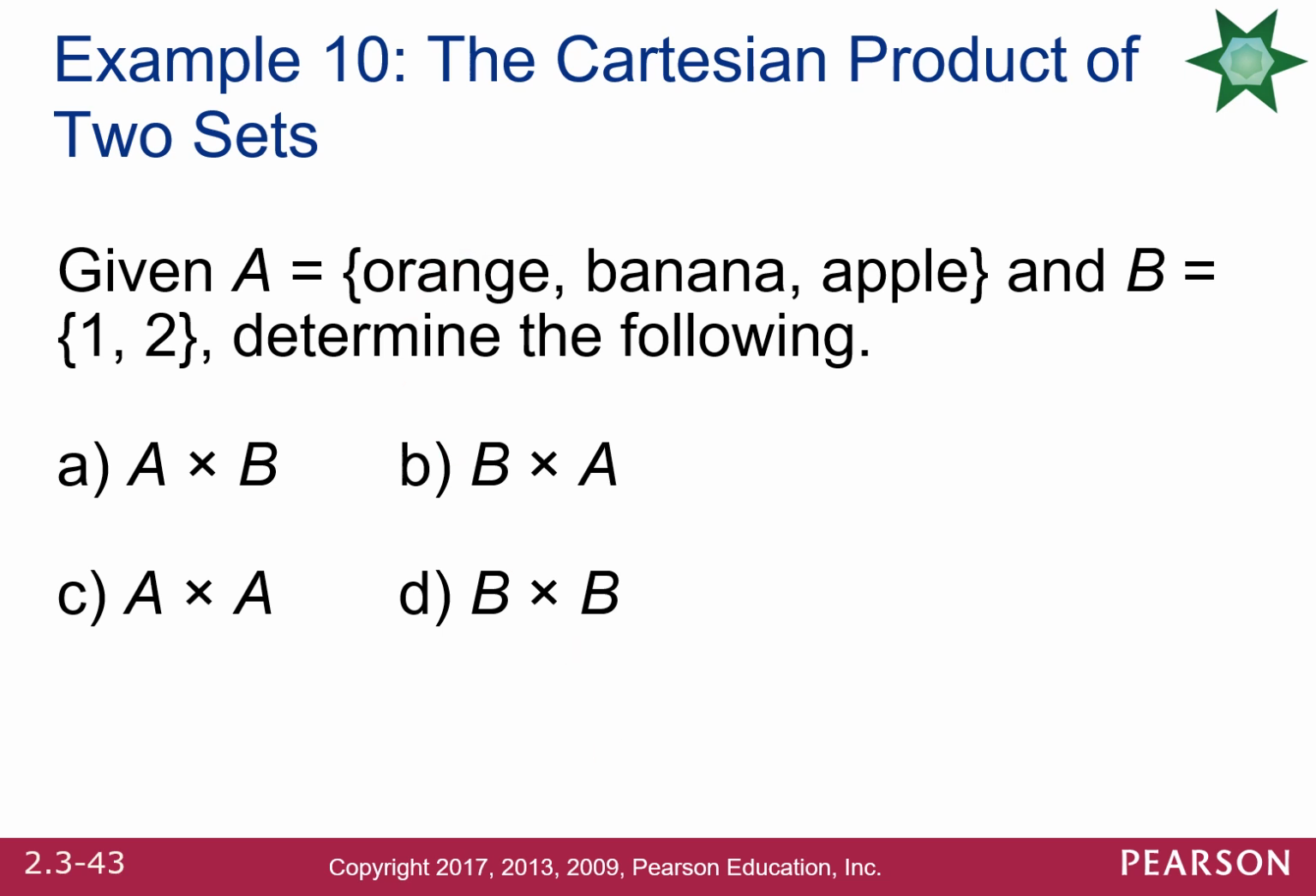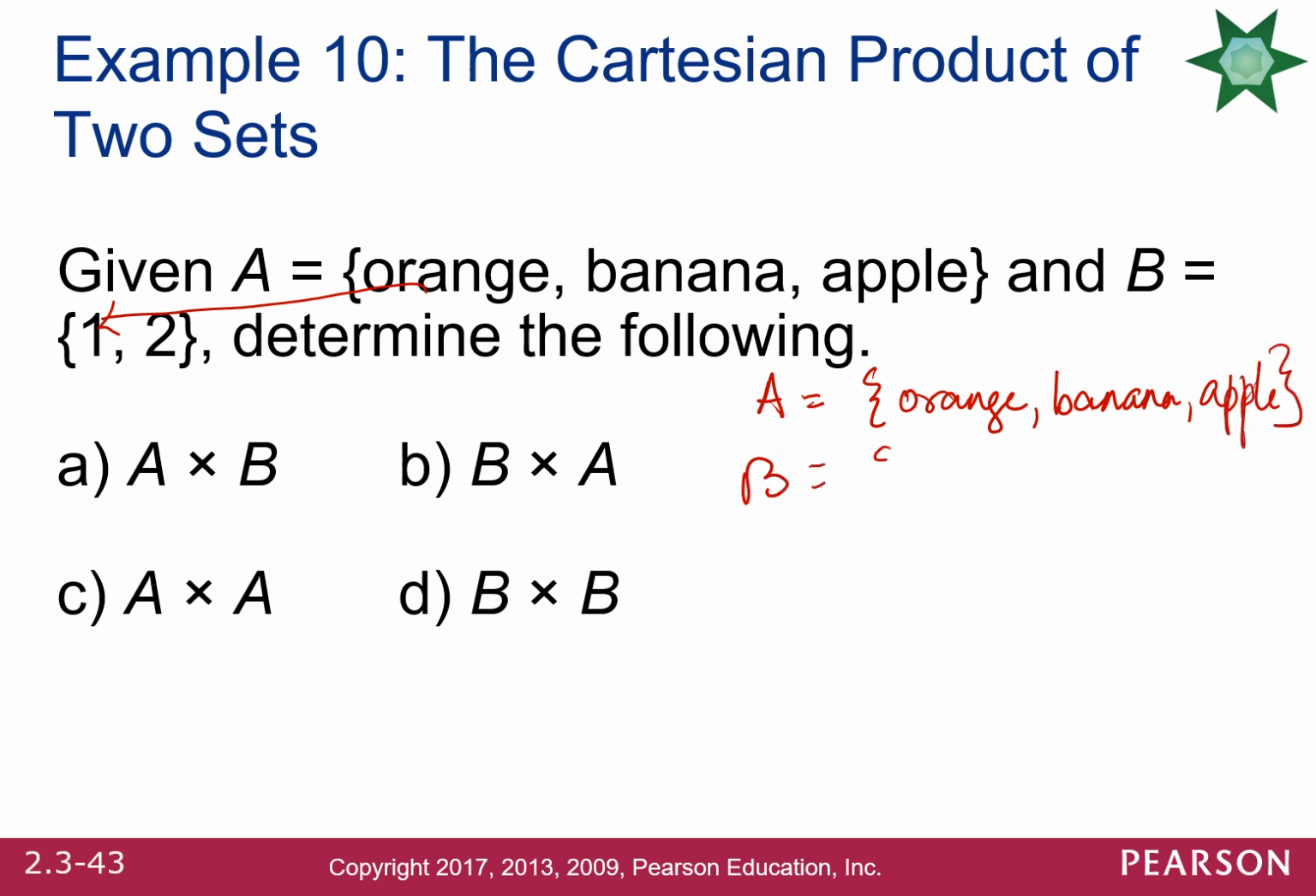All right, so we are trying to work on A cross B. So orange, comma, orange has to be combined with, actually let's write the sets out here. All right, A equals orange, banana, and apple. And B is just 1, 2, right? 1, 2. So when it's A cross B, then this is how we are moving along.